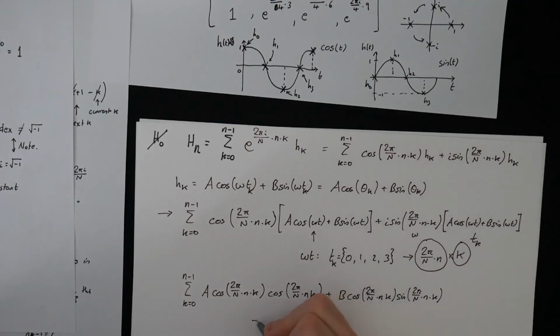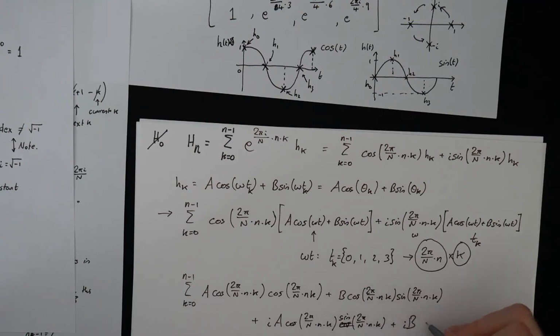I have to use a new line. i a cos 2 pi over n dot k, cos 2 pi over n, oops, that's a sine, sorry, n dot k, and then finally plus i b sine, and I'm just going to write it like this. You can probably see where this is going.